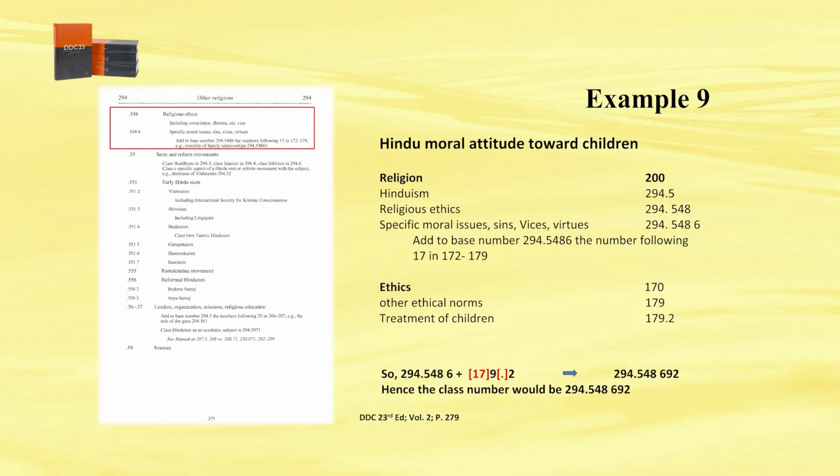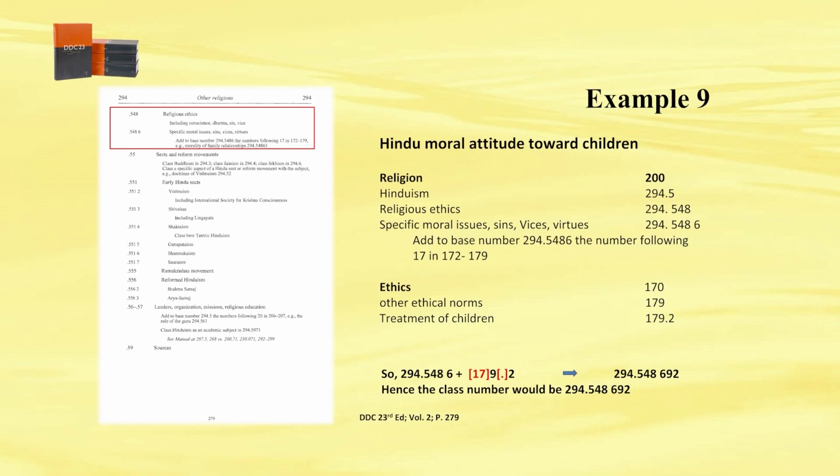Under 294.5486 there is an add instruction. It tells us to add to the base number 294.5486 the number following 17 in 172 to 179. In the Quran we found that the instruction told us to add from 001 to 999, but as it is particularly concerned with moral issues, sins, vices and virtues, it restricts us from 172 to 179. So we have to find the moral attitude towards the children from 172 to 179.